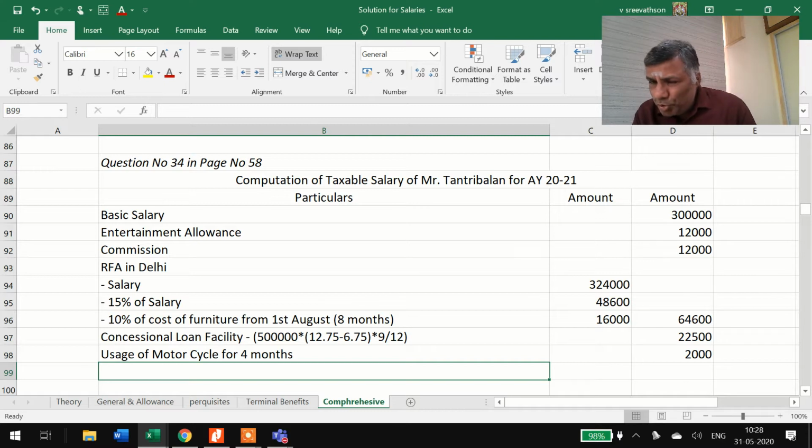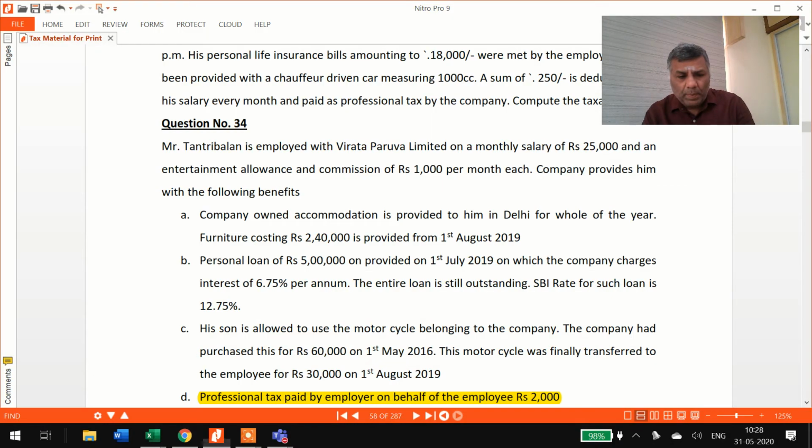How much did you get for transfer of motorcycle? One answer is 12,000. Any other answer?